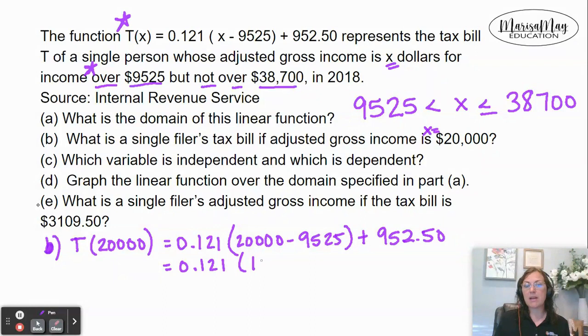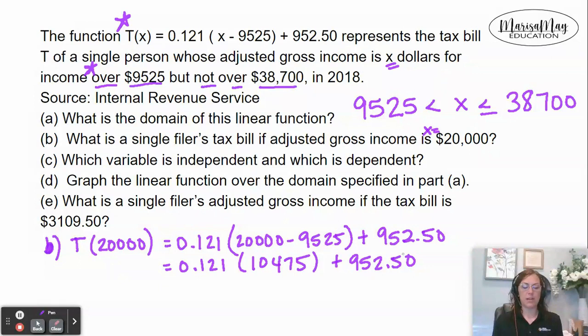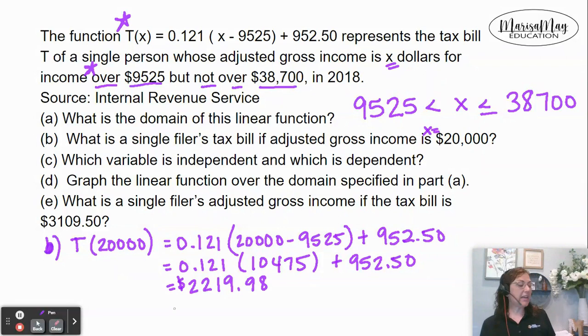So that 20,000 minus 9,525 is 10,475. And then remember, order of operations, you're going to have to multiply by the 0.121 and then add the 952.50. And it looks like the answer I get is $2,219.98. Okay, so again, this one in B is just asking us, if x is 20,000, what would be the tax bill?